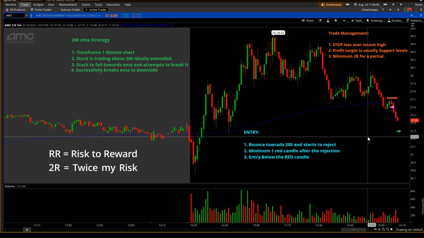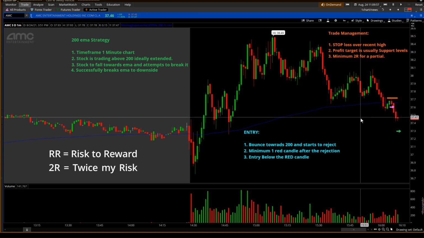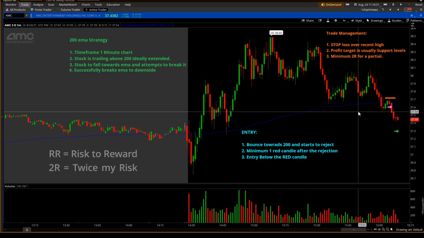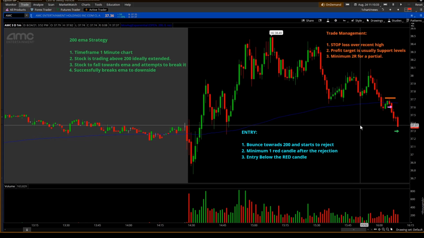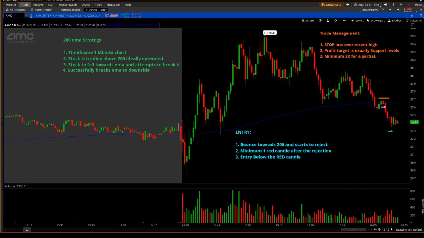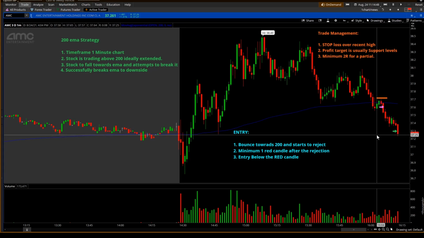So I want to make sure at least getting 2R, getting my first partial at 2Rs is going to give me a really good risk to reward trade. So that's why I like to keep it at least minimum 2Rs. There you go, washing up really nicely. There we go, that's our first partial, especially on the wash. If it washes like that, definitely I will take that.